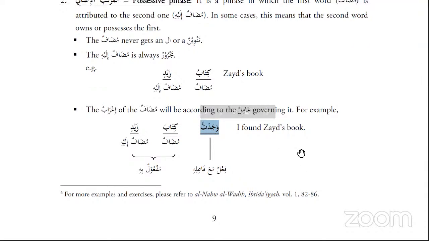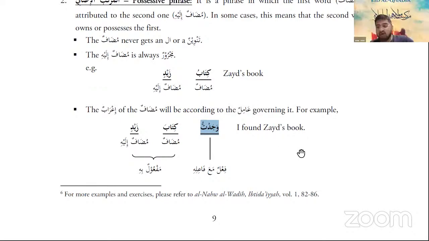Now, when a verb comes, what does a verb require? Sometimes a verb requires an object, and a doer. Exactly. So here, wajadtu, I found. Because I found is a verb and I am doing the action, we require an object for it. So Zaid's book is now becoming the object. Kitabu Zaidin is becoming the object of I found. Now, as you know, every object of a verb, what i'rab does it get?